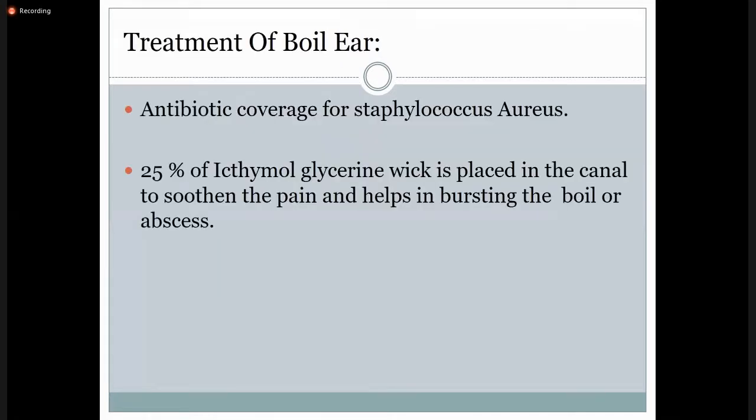The treatment of boil ear, whenever you are asked how to manage a case of a boil ear, comes under 4 headings.